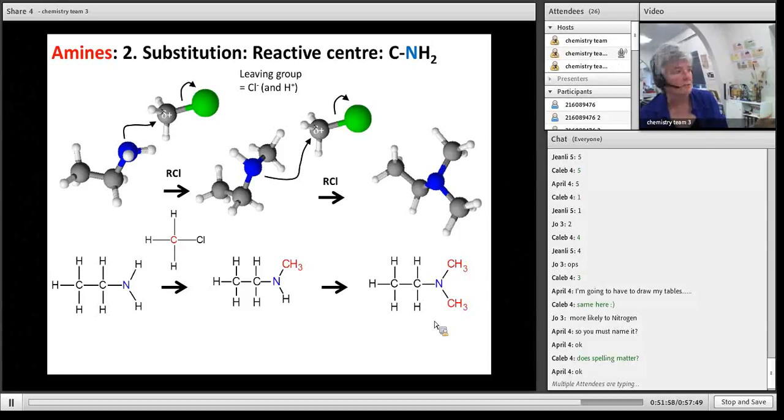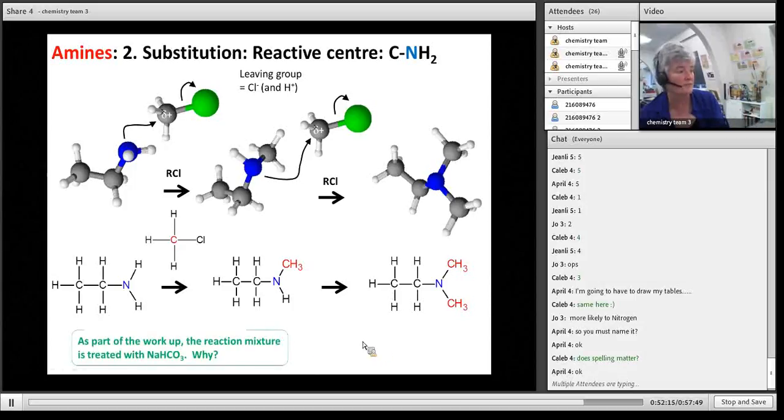So this is a reaction you've come across under haloalkanes, and you've come across it under amines. Okay, so amines is pretty much just this reaction and it acting as a base. Oh, and then I've got here, as part of the workup, the reaction mixture is treated with bicarb, sodium hydrogen carbonate. Why? Think of what your leaving group is.